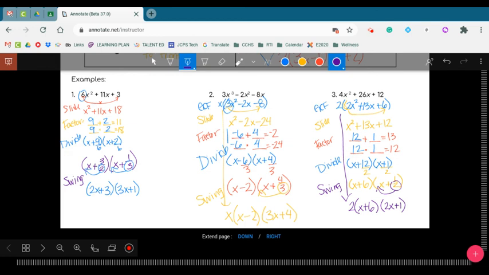Okay, so those are our first 3 examples on the front. Let me know if you have any questions on any of those. Okay, moving on to the second page.